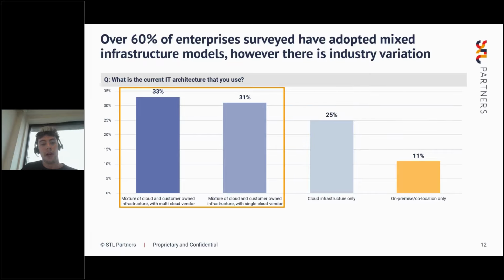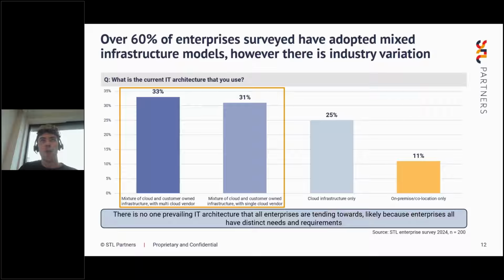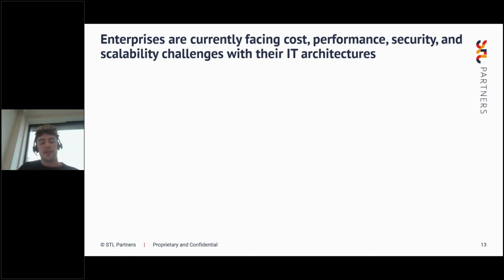So we asked enterprises what the IT architecture is that they're currently using. And it was interesting to see that over 60% of enterprises have actually adopted a mixed infrastructure model with a mixture of cloud and customer-owned infrastructure. 33% of respondents are using a multi-cloud vendor model and 31% a single cloud vendor model. But what's interesting is that we can clearly see that there's no one prevailing IT architecture that enterprises are tending toward. Responses are still relatively fragmented, and this fragmentation is likely because enterprises all have their own distinct needs and distinct requirements.